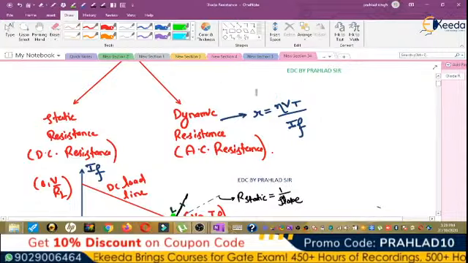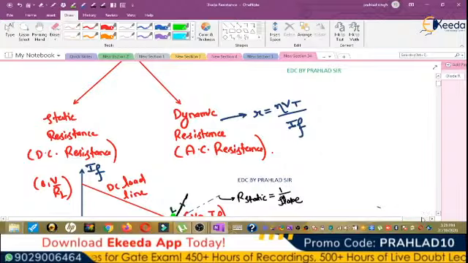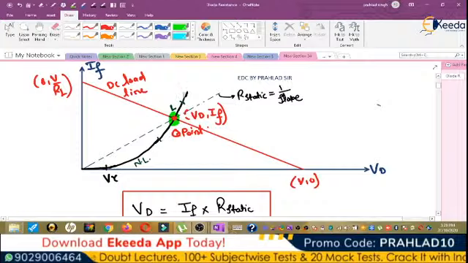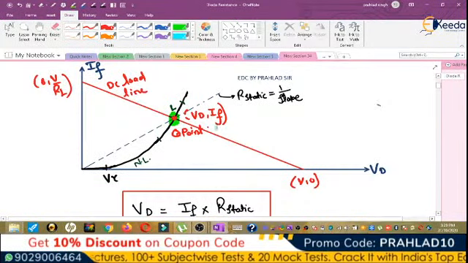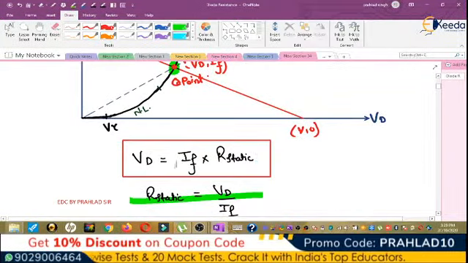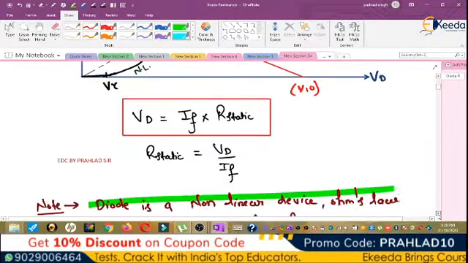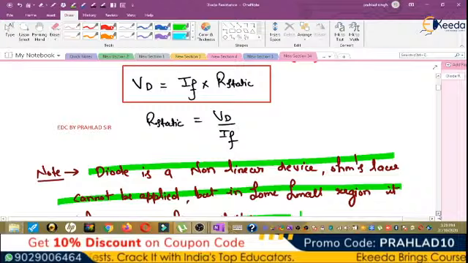The dynamic resistance formula is eta Vt over IF. When we draw the figure, this is the DC load line, and this is the forward characteristic, and the intersection point is called the Q point. So Vd is equal to IF into R static. So the static resistance of the diode is Vd by IF.